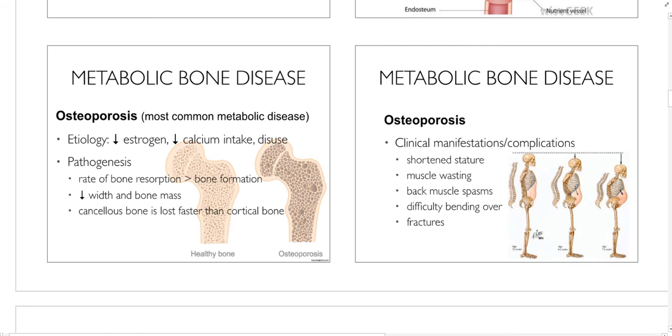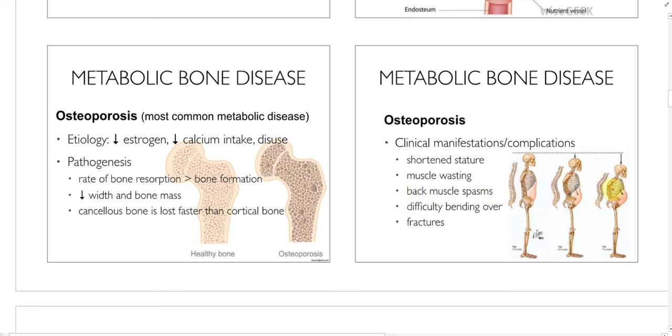The outside layer will maintain its general shape, but without this nice, thick, interwoven lattice of cancellous bone, we're going to end up with this more hollow-like tube that is at a much higher risk of fracture. So people with osteoporosis often have a shortened stature because of compression on those weakened bones. Muscle wasting occurs from the fact that without movement, without contracting those muscles, they end up wasting over time.